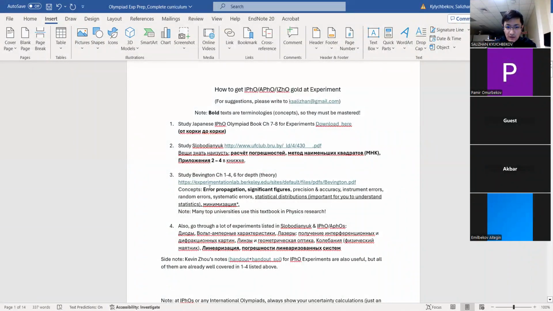And here error propagation, the significant figures, statistical distribution, everything is super explained in detail. So I outlined from chapter 1 to 4 and then chapter 6 for depth. I mean, it's always good to read this.